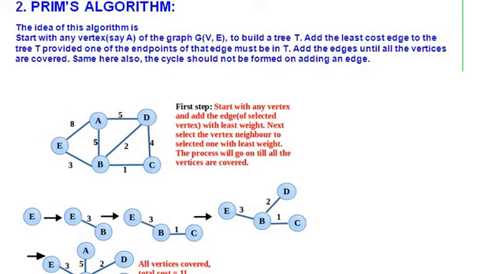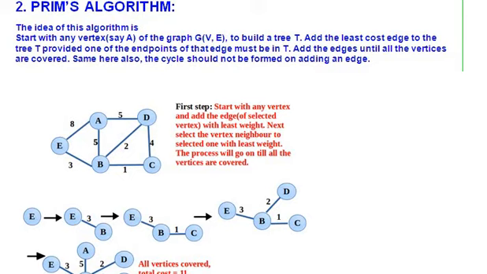We start with any vertex, let it be A or anything. Keep on adding the least cost edges to the tree until all the vertices are covered, and even in this, a cycle should not be formed on adding any particular edge. So if we start with E here, add the edge with least weight. So we have 2 possibilities, EA, EB. EB is the least one, so it is EB.